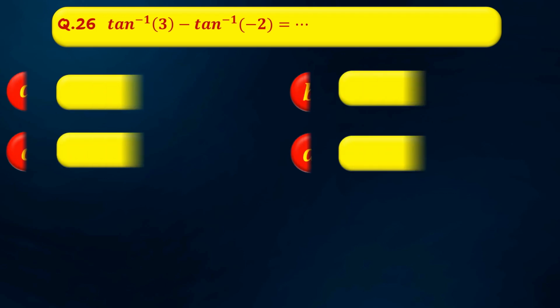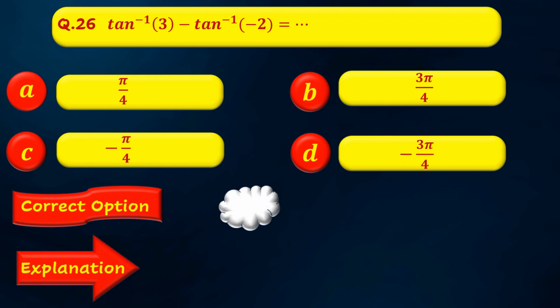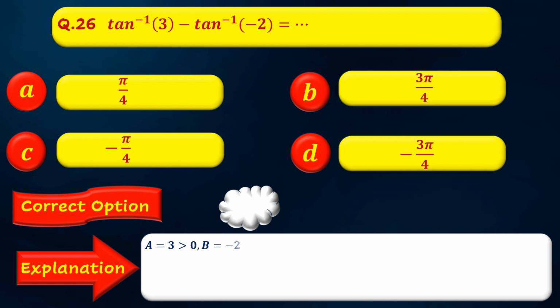Question number 26. Tan inverse 3 minus tan inverse minus 2 is equal to, and the options are. Let's find out which one is the correct option. But before that, let's explain it. Here, a is equal to 3, which is positive, and b is equal to minus 2, which is negative. Therefore, the product will be minus 6, which is less than minus 1. So, according to these conditions, tan inverse A minus tan inverse B is equal to pi plus tan inverse A minus B over 1 plus AB.